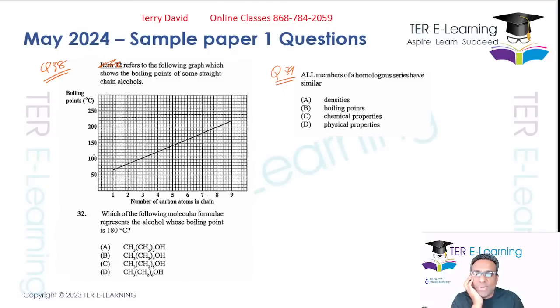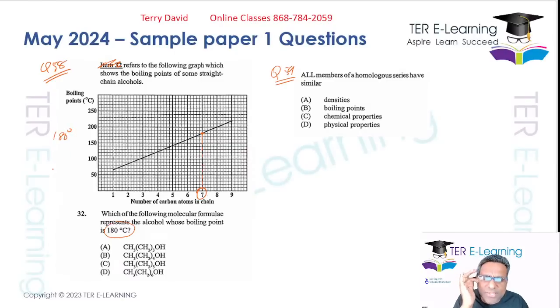All right, so for this question here, they said which alcohol has a boiling point of 180. So what we need to do is read off where 180 is on this diagram, 180 degrees. So we have 150, 160, 170, 180, right? So 180 is here. Now that's going to correspond to 7 here. So what you need to do is read off where the 180 degrees is.